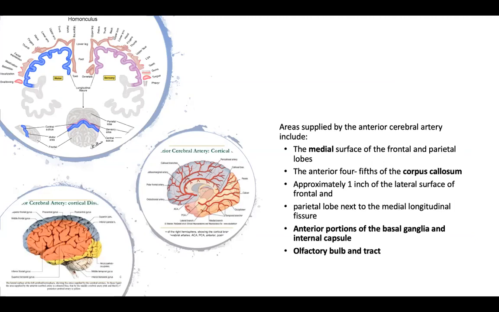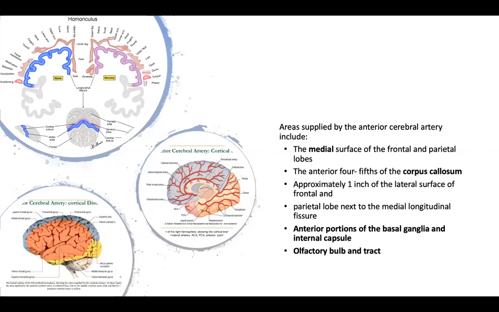Anosmia. Anosmia. What else? Apraxia. Again, apraxia. Okay, thank you. What else? Aphasia. Or no. Okay. No. Yeah, aphasia is only in MCA. Yes. So that's that one. Thank you.